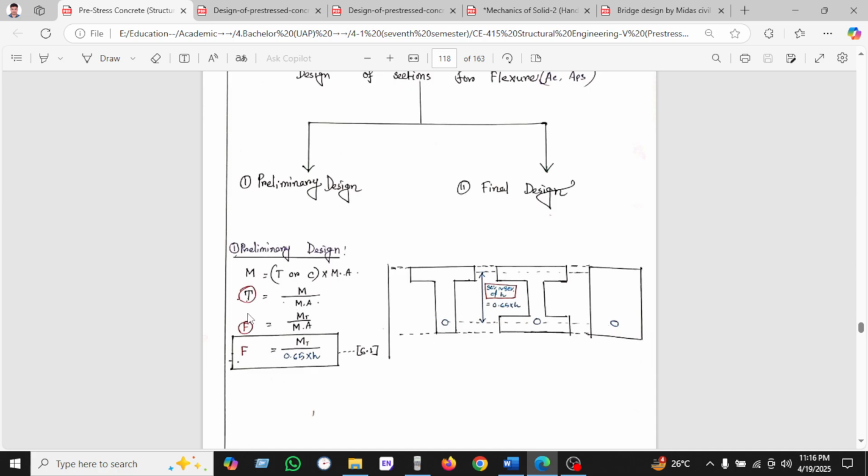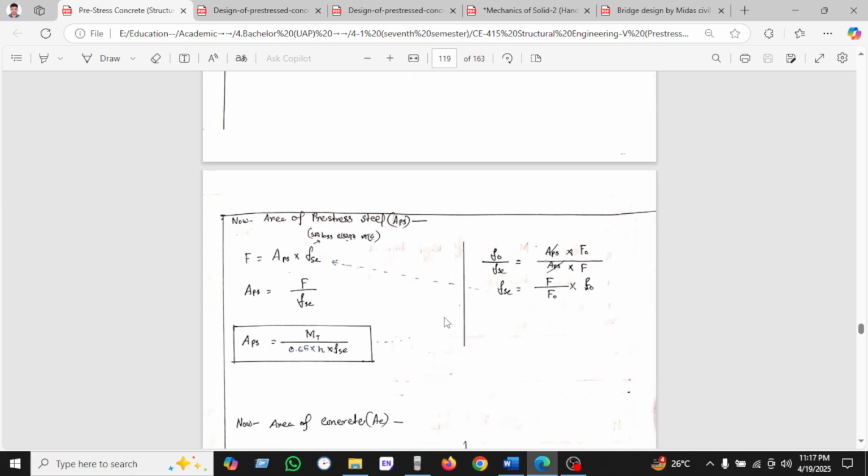And how will we get the tension? It's the moment divided by the moment arm, so the force is Mt divided by the moment arm. The moment arm is taken as 65% of the total depth. Now the area of prestressed steel: force equals stress into area, F = fps × Aps.